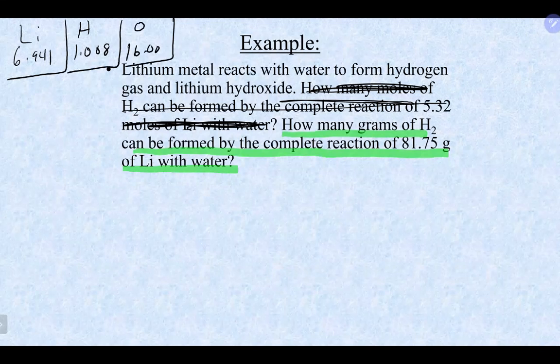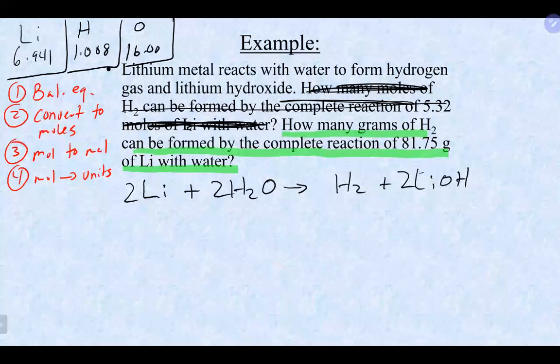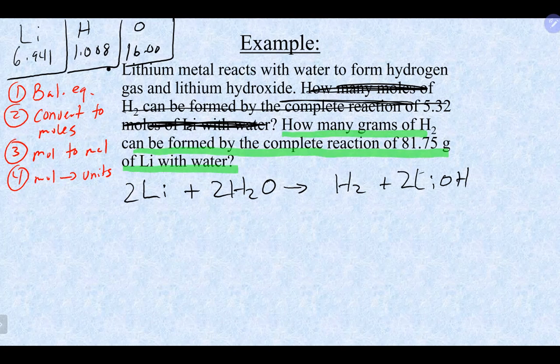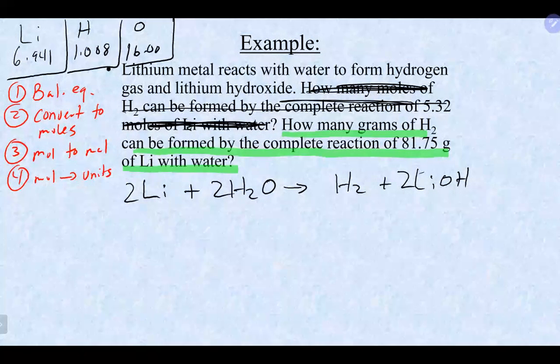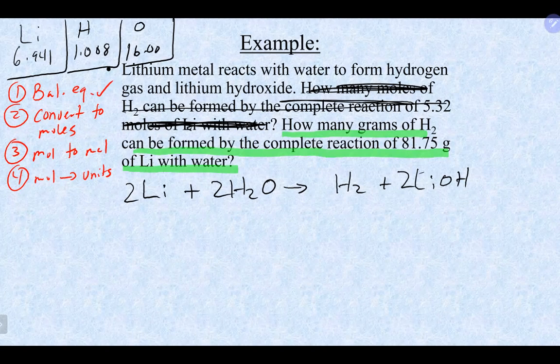All right, take a few minutes again, starting with the exact same equation. Okay, let's take a look and see how we're doing. So once again, we just want to follow these 4 steps. Obviously we already balanced the equation previously, so we're good to go. In this case, we are given 81.75 grams of lithium. We do need to do step number 2, which is convert to moles, so we get everybody in the right units.